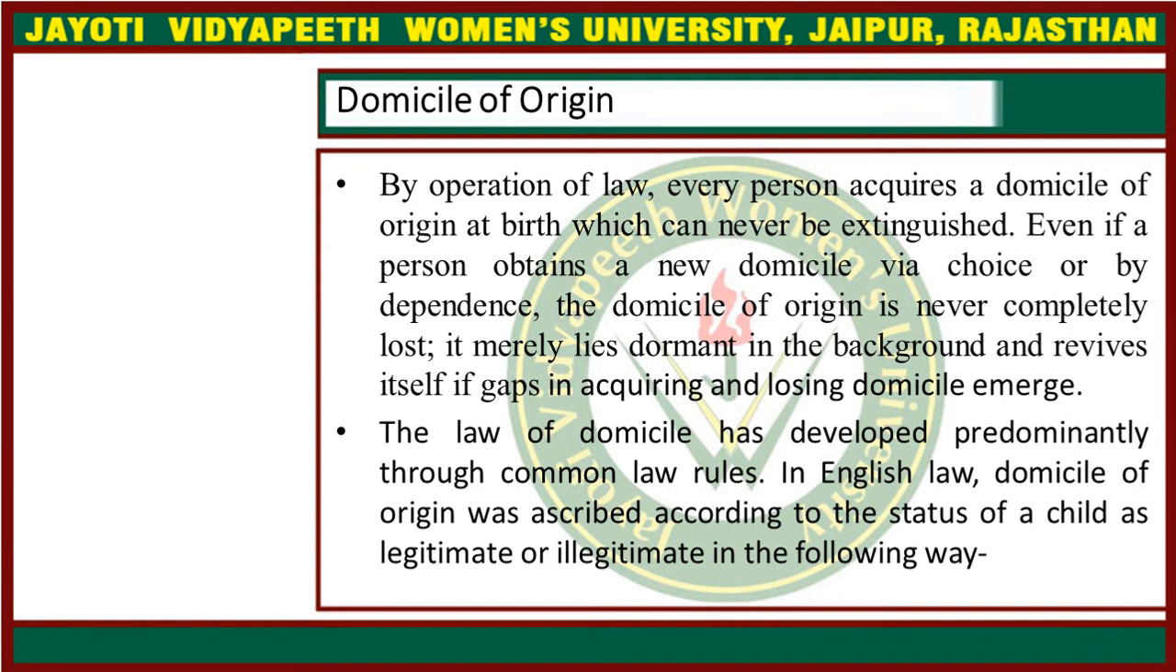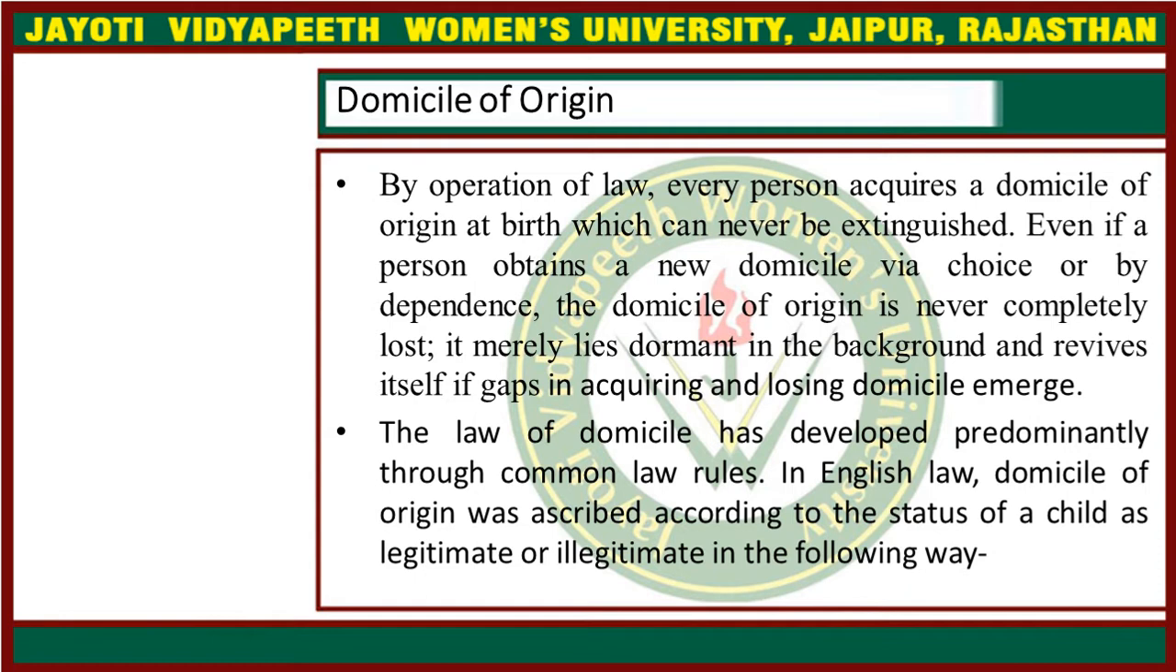First, domicile of origin. By operation of law, every person acquires a domicile of origin at birth, which can never be extinguished. Even if a person obtains a new domicile via choice or by dependence, the domicile of origin is never completely lost. It merely lies dormant in the background and revives itself if gaps in acquiring and losing domicile emerge. The law of domicile has developed predominantly through common law rules.